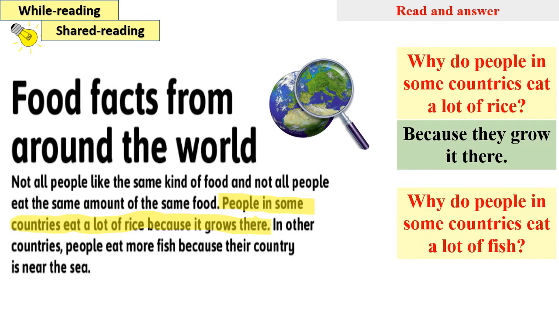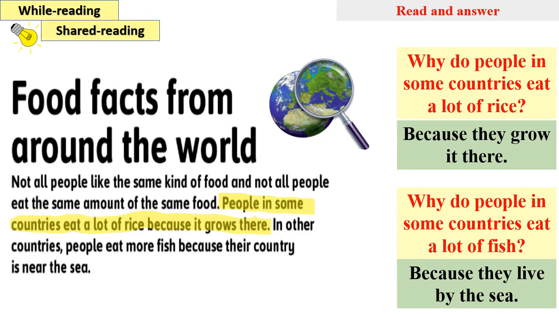What about the next question? Why do people in some countries eat a lot of fish? Why do they eat a lot of fish? You'll find the answer here also, because they live by the sea. People eat more fish because their countries are near the sea.